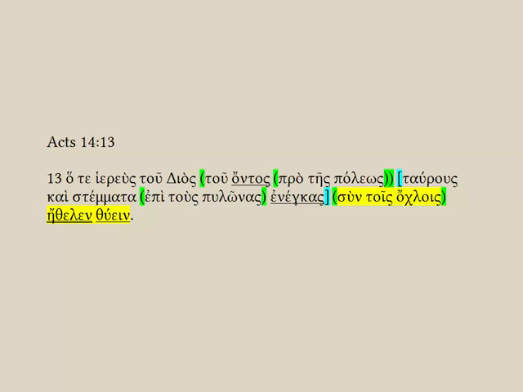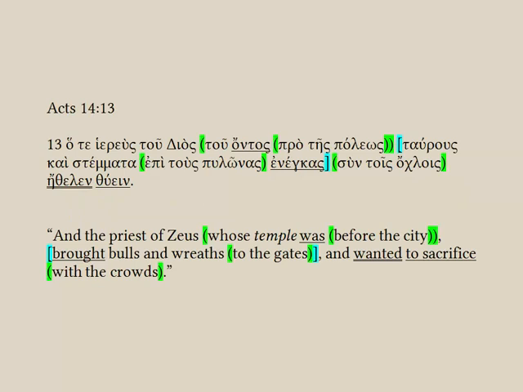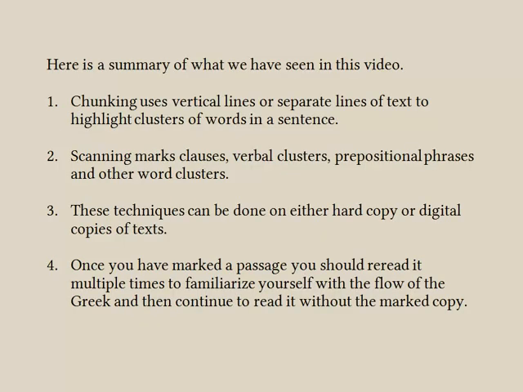So he wanted to sacrifice with the crowds. So one translation of this verse could be, "And the priest of Zeus, whose temple was before the city, brought bulls and wreaths to the gates and wanted to sacrifice with the crowds." Having sorted out the details of the sentence, the scan helps you read and reread the passage, and you can try to pick up the sense in the Greek order and understand the meaning of the words instead of translating it into English. So here's a summary of what we've seen in this video.